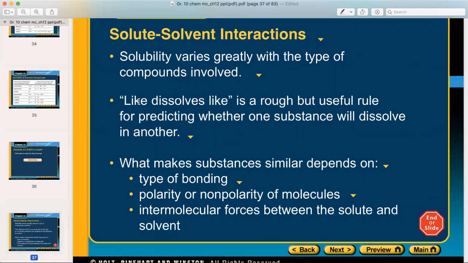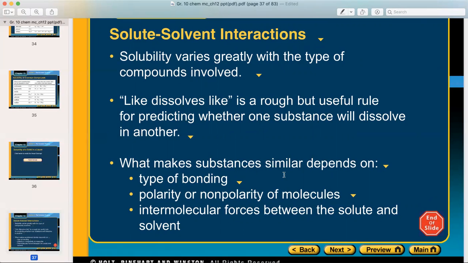The reason is like dissolves like, and the meaning of this is polar substances will dissolve in polar substances and non-polar substances will dissolve in non-polar substances. Alcohol is a polar substance, water is a polar substance, both of them dissolve in each other. Oil is a non-polar substance and water is a polar substance. Oil and water will not dissolve in each other. You will find a separate layer for both of them.